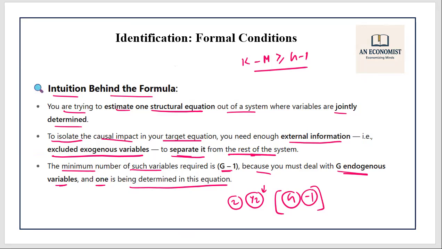So the basic thing is that you need enough exogenous shifters. The number of exogenous shifters should not be less than the number of endogenous variables that you need. And one endogenous variable is already there in the model. That is why you need g minus 1 additional exogenous shifters, so that you do not have a lack of external information, right? Lack of external information will not help you to identify the equation. You need a sufficient number of exogenous shifters that will help you to identify the structural equations, right?